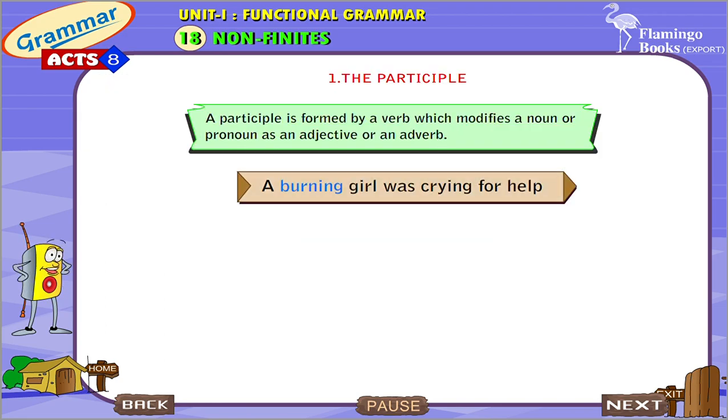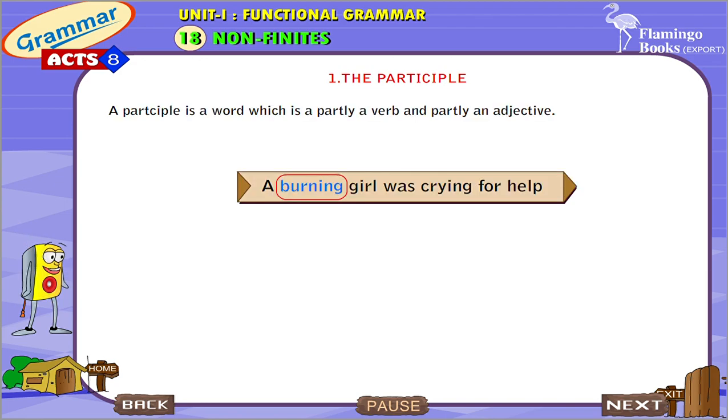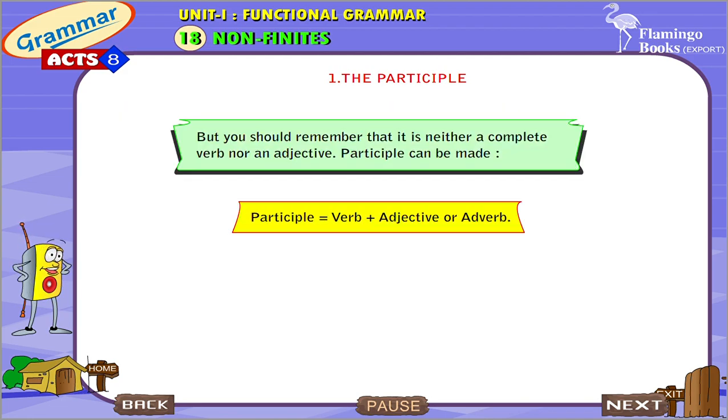The participle. A participle is formed by a verb which modifies a noun or pronoun as an adjective or an adverb. Definition. A participle is that form of the verb which takes a share of the nature both of a verb and of an adjective. Or, a participle is a word which is partly a verb and partly an adjective. But you should remember that it is neither a complete verb nor an adjective. Participle is equal to verb plus adjective or adverb.